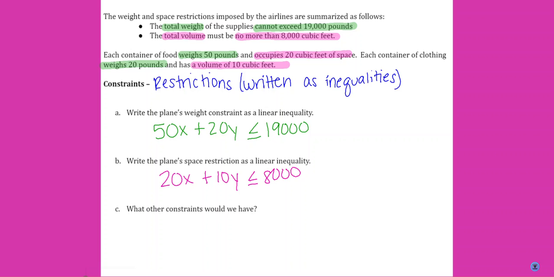Finally, we can't have a negative number of containers. It has to be 0 or more. So we need to say that x has to be greater than or equal to 0, and y has to be greater than or equal to 0.